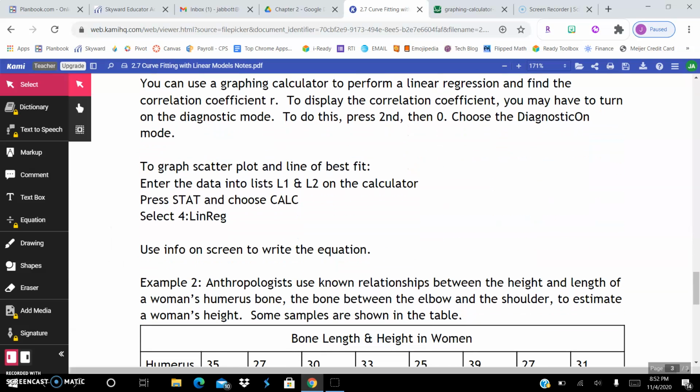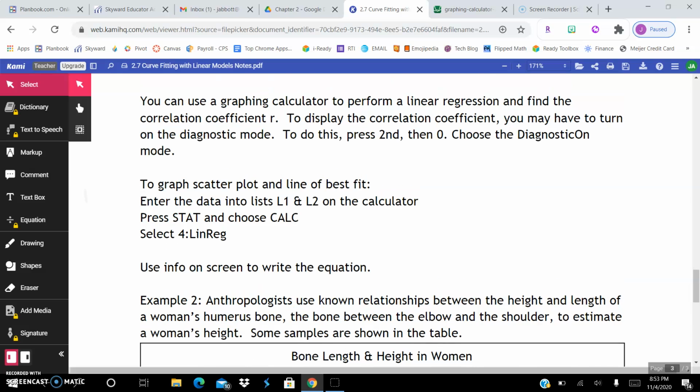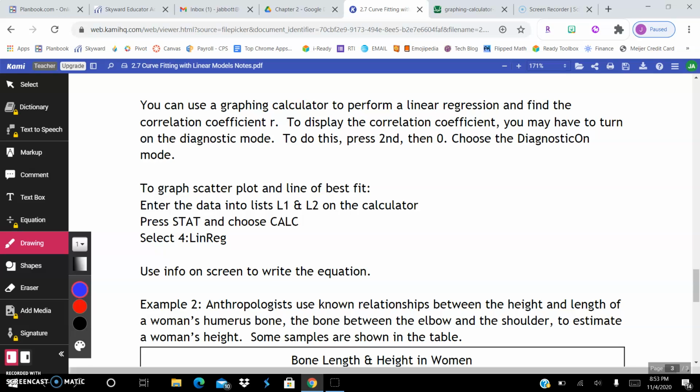All right, so you can use a graphing calculator to perform a linear regression and find the correlation coefficient. To display the correlation coefficient, you may have to turn on the diagnostic mode. To do this, press second, then 0, and then choose diagnostic on mode. So for those of you in face-to-face, we are going to have to check that out on your calculators to make sure that setting is taken care of.